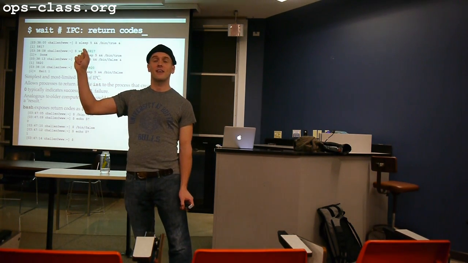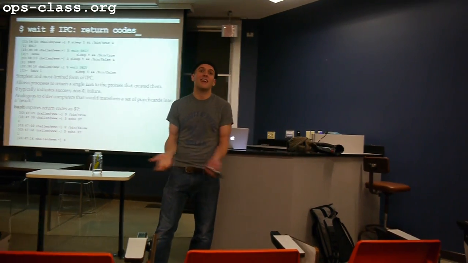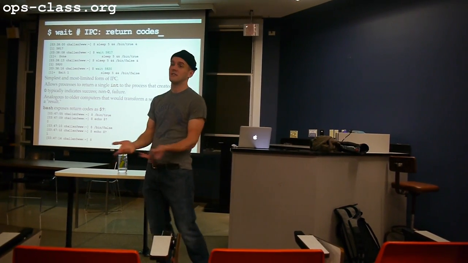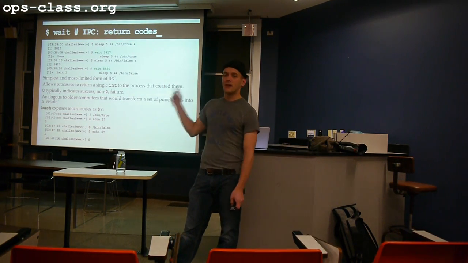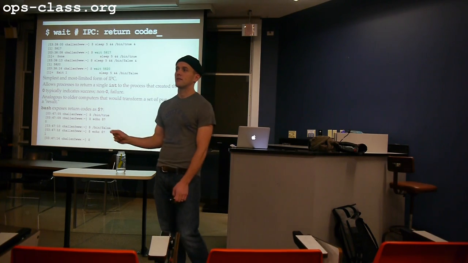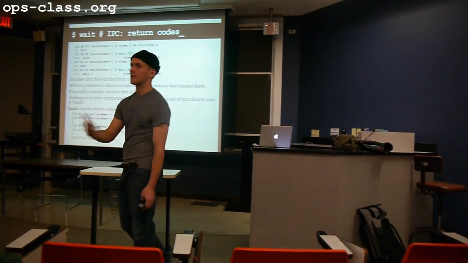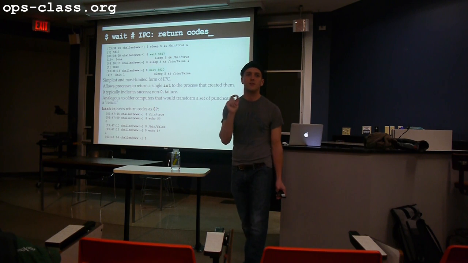That's it. A number that is supposed to indicate something about what happened. Did it finish properly? Did it crash? Et cetera, et cetera. That exit code is available to the process that created that process. So on Wednesday, we're going to talk about process lifespan, fork, exec, things like this. But the point is that the return code is one very, very limited form of IPC.